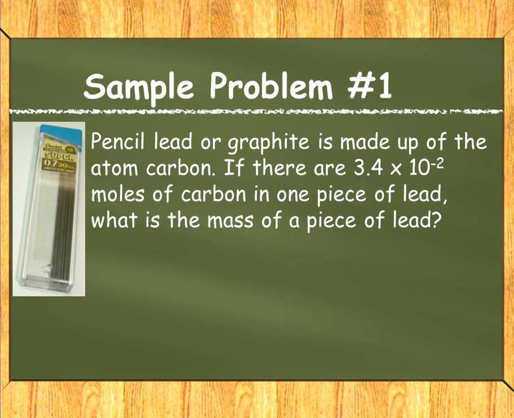Okay, good. So, first things first. It tells me that the lead is made out of what? Carbon. Lead is made out of carbon. Okay, that's pretty cool. What else do we know? What is the given information? That there are 3.4 times 10 to the negative 2 moles of carbon in one piece. Good. So, I think what you guys said was that there were 3.4 times 10 to the negative 2 moles of carbon, correct?